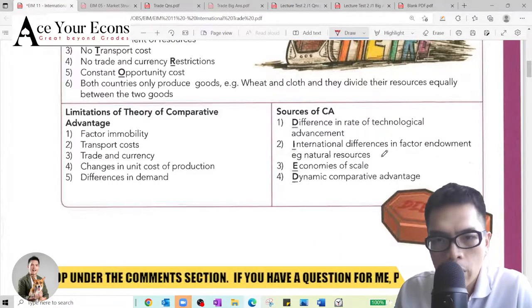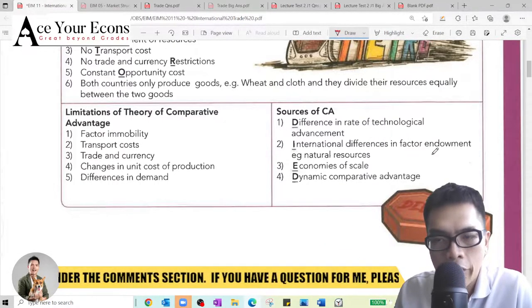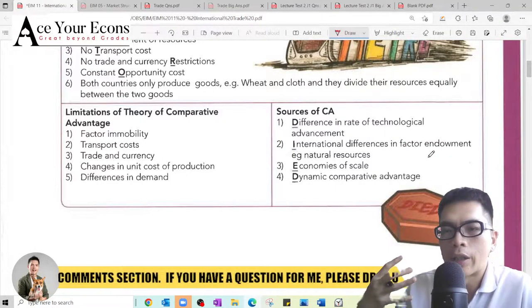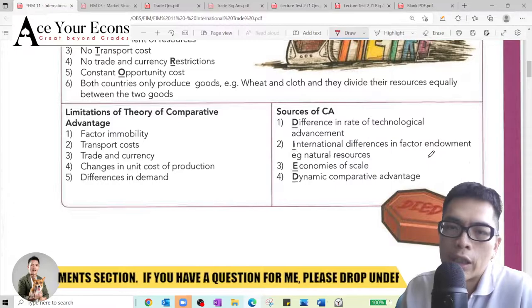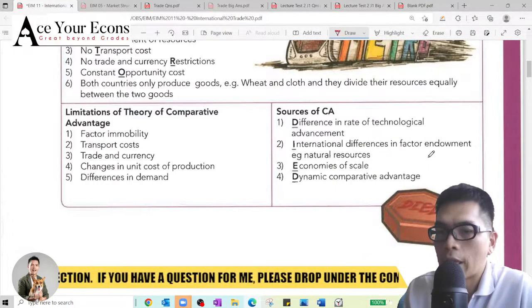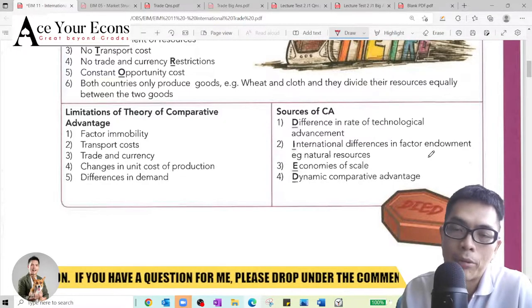Okay, so differences in factor endowment. This will lead to different resource allocation in the country. So later on in the quiz, you'll probably experience this firsthand. What do we mean by different factor endowment?